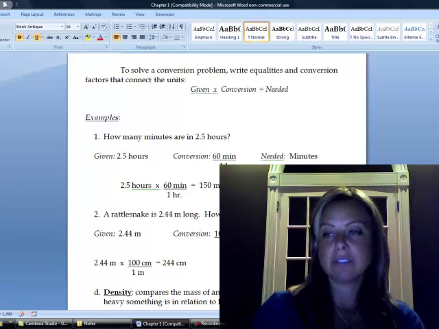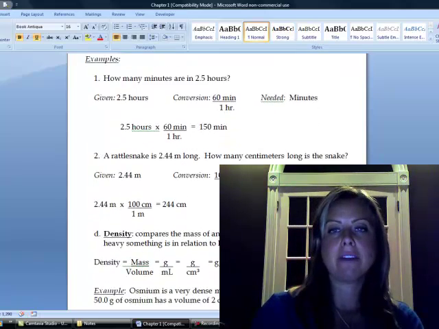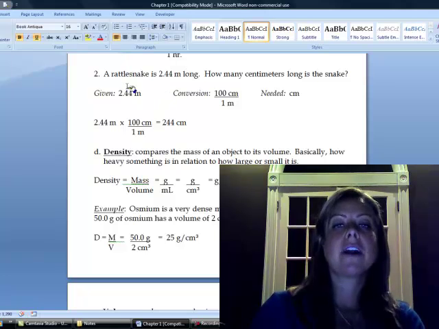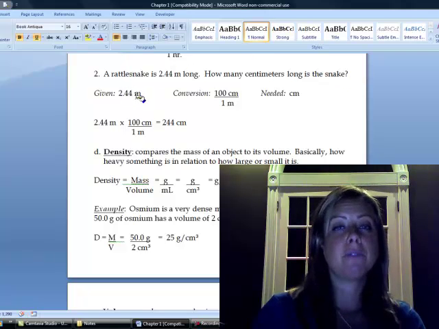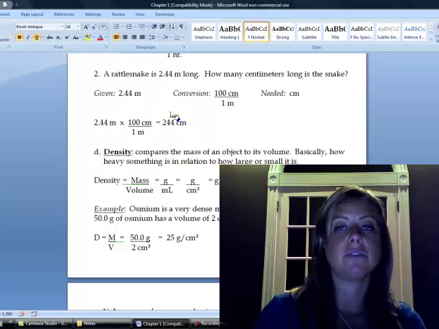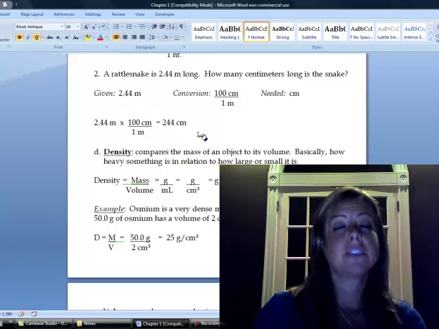Now, you can also do it a couple of other ways, and I'll show you on this one right here. So we've got a rattlesnake that's 2.44 meters long. How many centimeters long is the snake? So our given is going to be 2.44 meters, and then our needed is going to be centimeters. So we need to figure out the relationship between meters and centimeters, and we know that there's 100 centimeters in a meter, so that's our conversion factor. So once again, set it up so that the meters cancel, and you're only left with centimeters, and just multiply across and get 244 centimeters. So that's one way that you can do it.